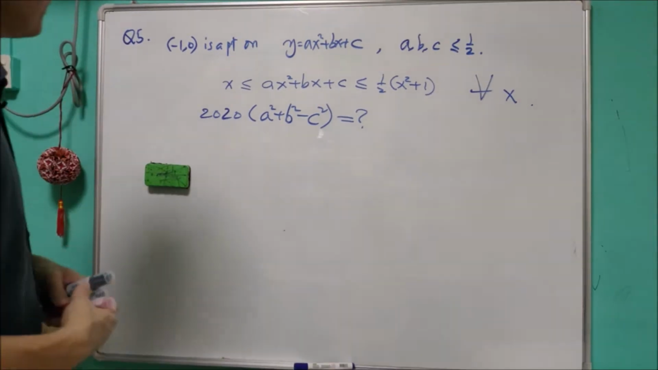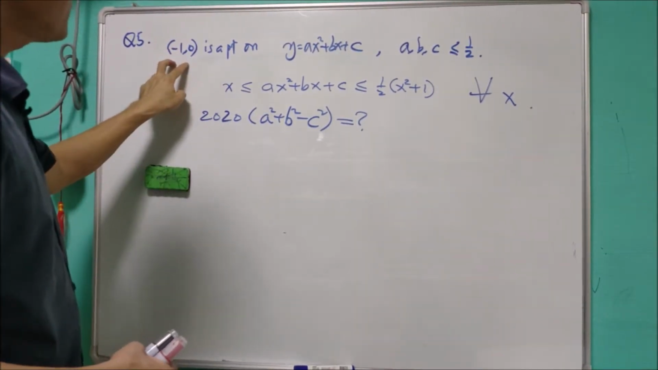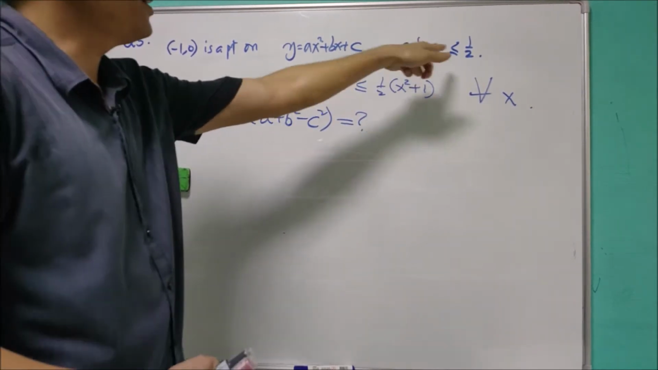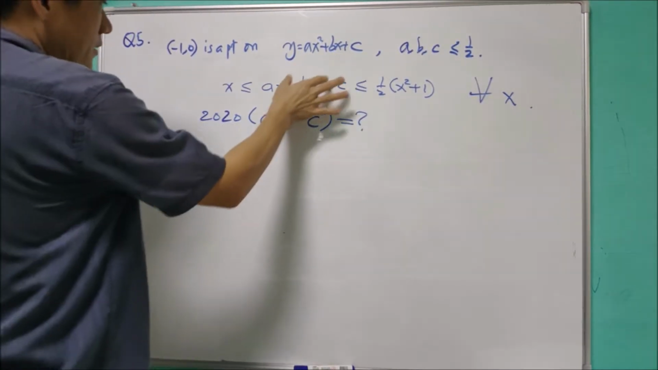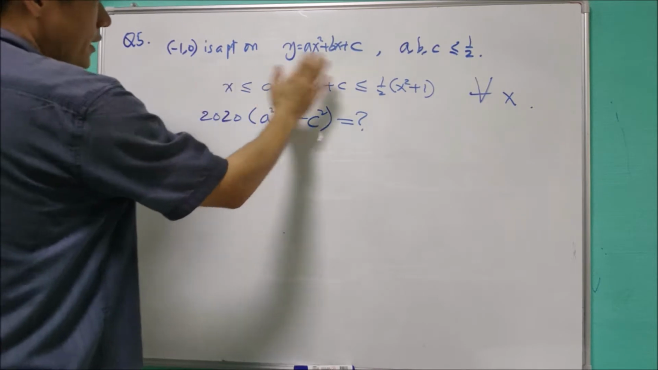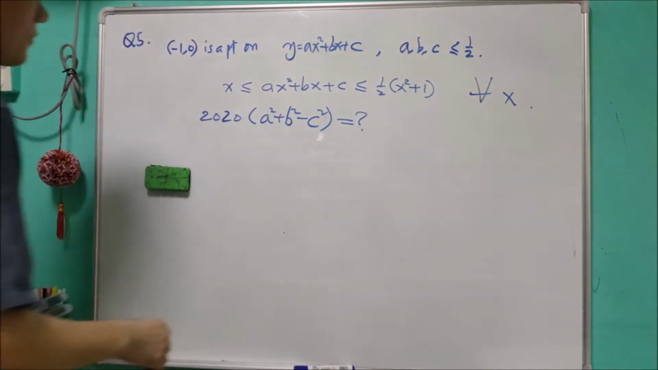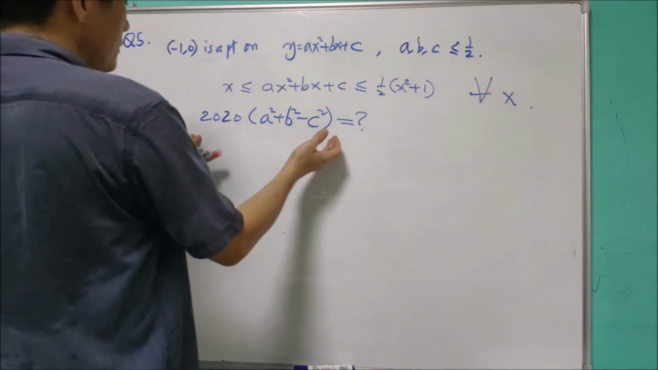So this is question 5. Given that the point (-1, 0) is a point on this quadratic curve, where a, b, c are real numbers and a is not more than half. Given that this value is in between x and half x squared plus 1 for all real numbers x, you're asked to find the value of this expression.